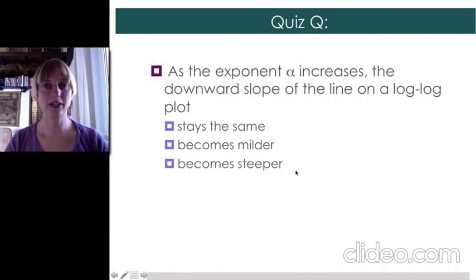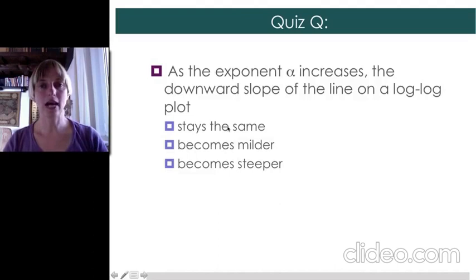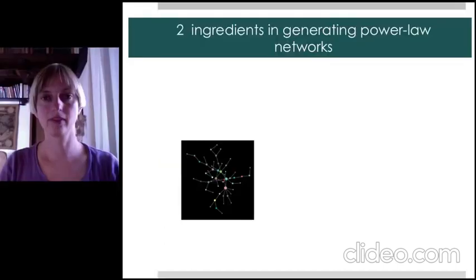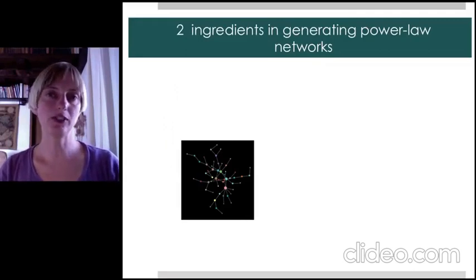So let's check if we understand what's going on. As the exponent alpha increases, so we're not talking about minus alpha, we're talking about the exponent alpha, the downward slope of the line on a log-log plot, what does it do? Does it stay the same, become milder? So from your point of view, does it do this? Or does it become steeper? Does it do this? Given that many real-world networks seem to display power law degree distributions, what we'd like to do is come up with a network model that can produce these distributions as well.